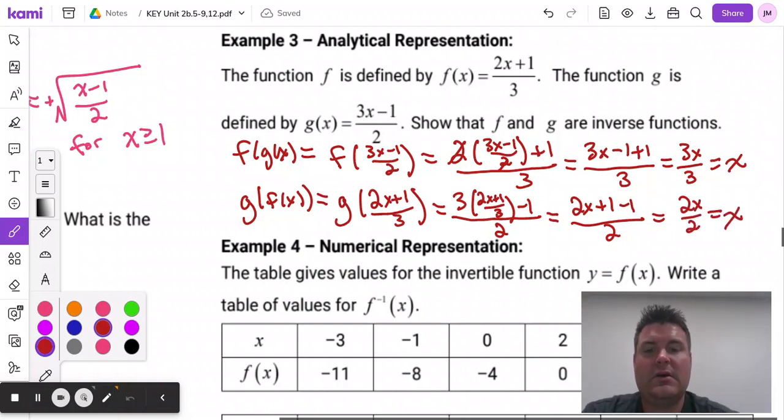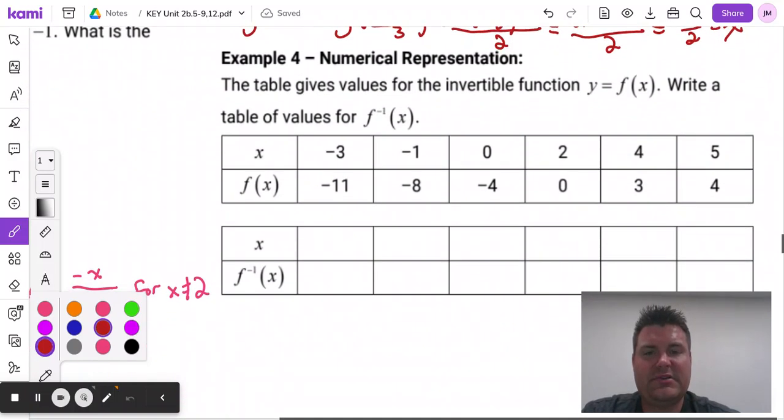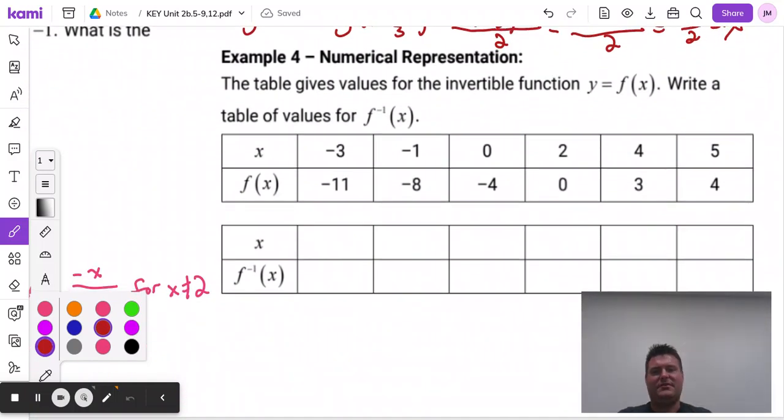Okay. Oh, tables. Oh, this is easy. This is like Algebra 1 stuff right here. Table gives values for the invertible function y equals f of x. Write the table of values for the inverse. Okay, so this is saying that we can. That's what the invertible means. It means that hey, an inverse does exist here.